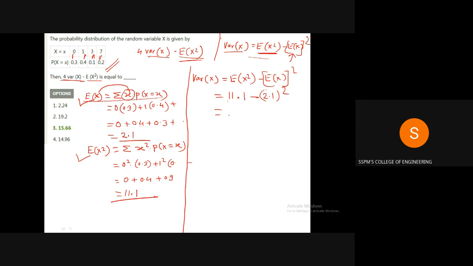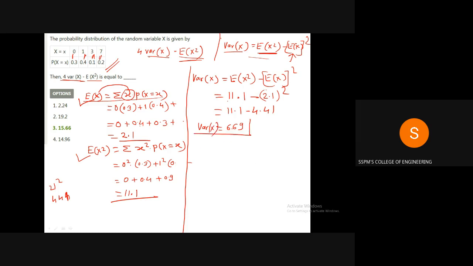So what is square of 2.1? It is 4.41, because 21 square is 441. So 2.1 square is 4.41. That is 11.1 minus 4.41 is equal to what? It is 6.69. So variance of x is equal to 6.69.